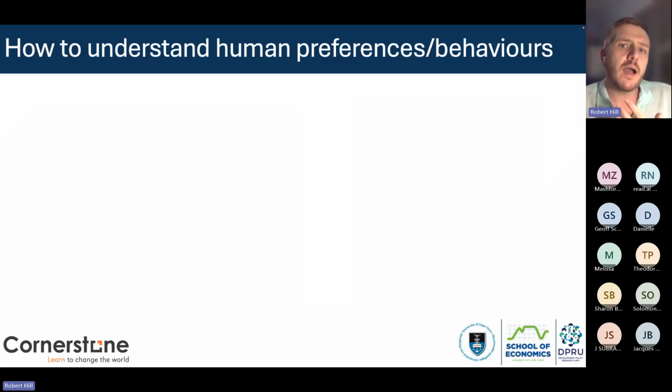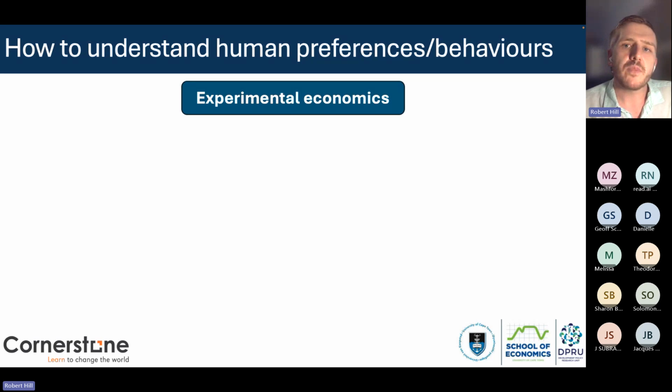So how do we better understand human preferences or behaviors? Well, we have game theory. And game theory can help us understand behavior if we know what people's preferences are. And in order to understand people's preferences, we basically use this thing called experimental economics. And I find this fascinating. I think it's super cool.